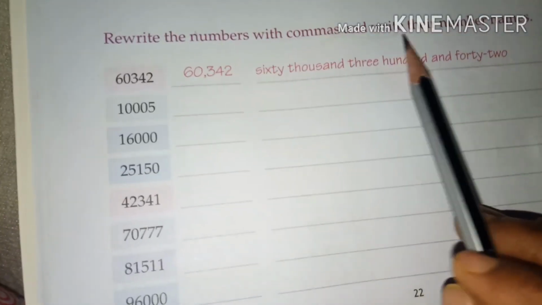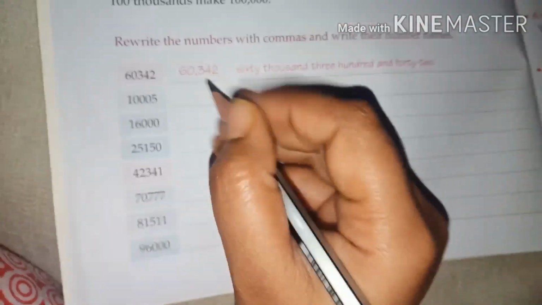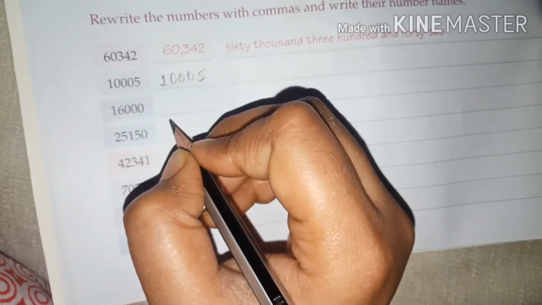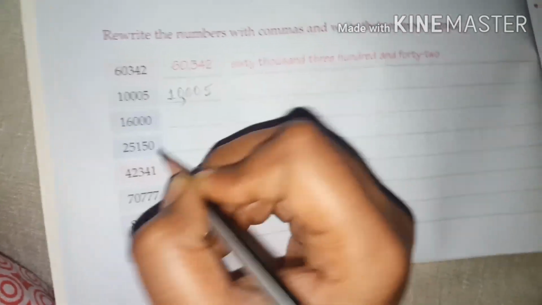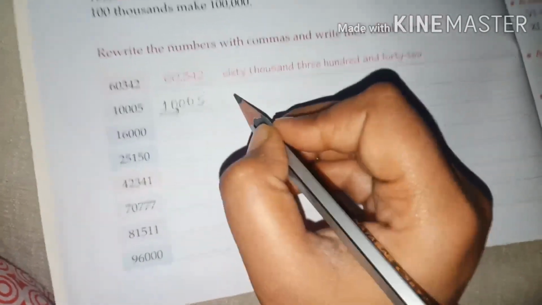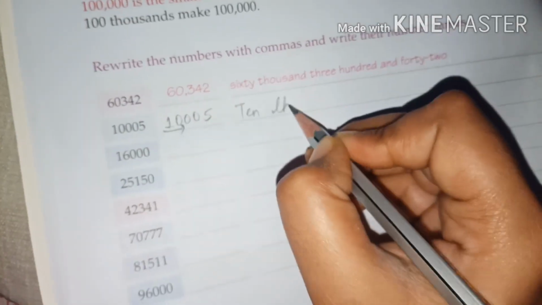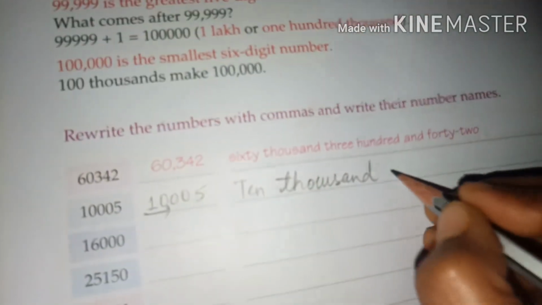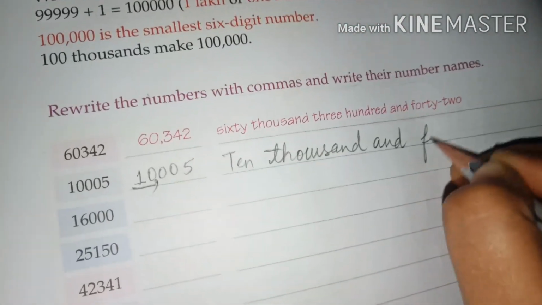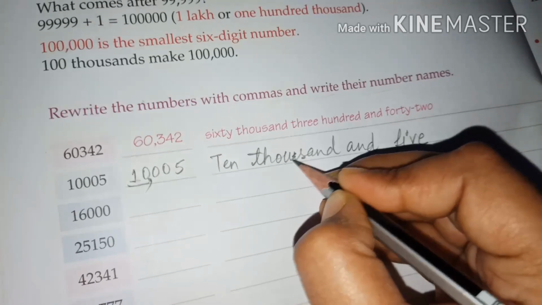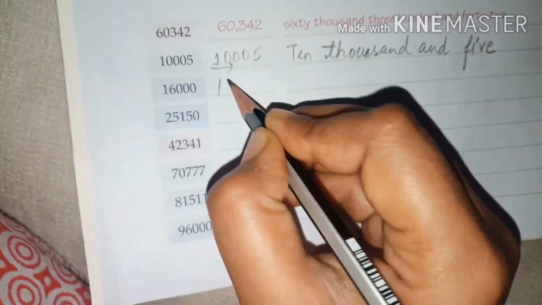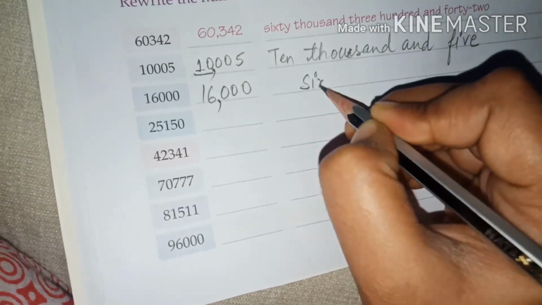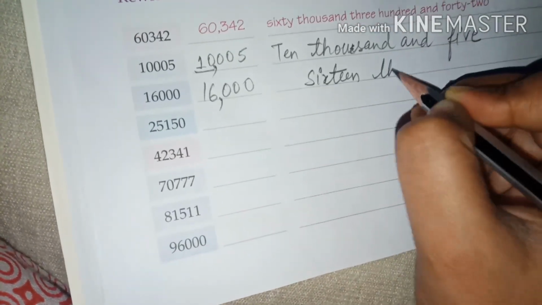Rewrite the number with commas and write their numbers. So first of all we'll rewrite them with commas. First of all, write the number. How you will have to rewrite them with commas. 3 digits से पहले comma लगाइए, and then you will get 10,000. You will be able to write them. It is 10,000 and 5. Okay. Now it is 16. तो 3 digit से पहले comma लगाया तो you will get 16,000.